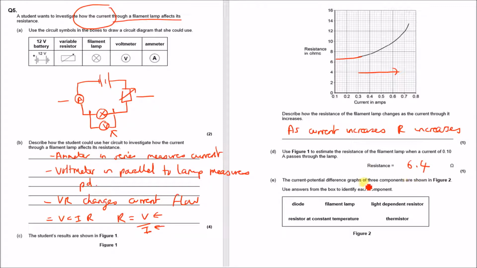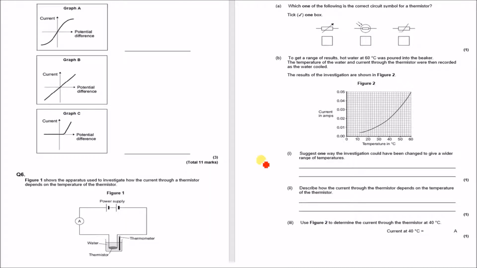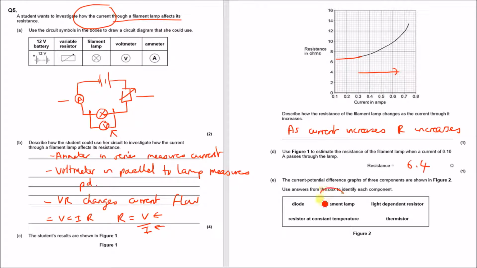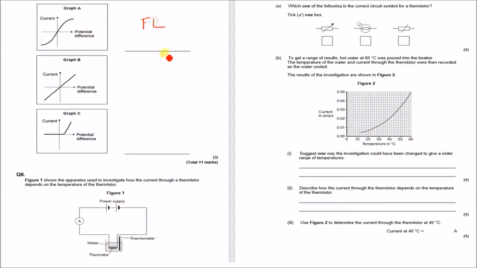Right, the next question is asking us to use these keywords to work out what the graph is. So this one is a typical filament bulb. Okay, so here it's a filament lamp. I'm going to put FL for filament lamp. This one is a fixed resistor.